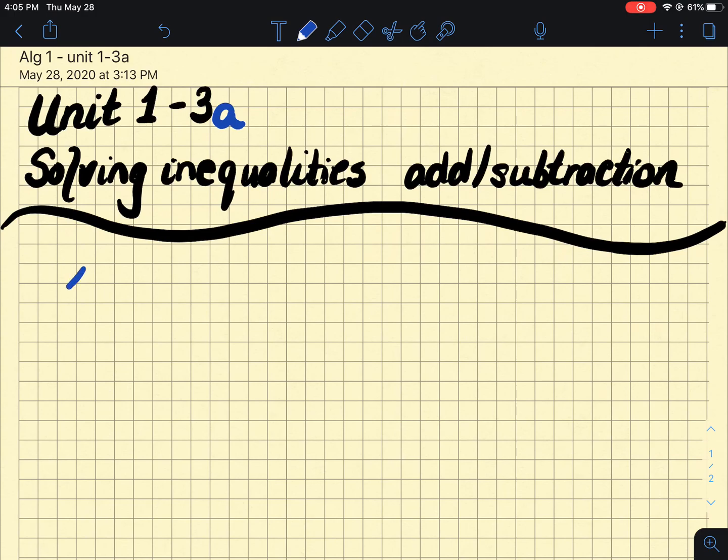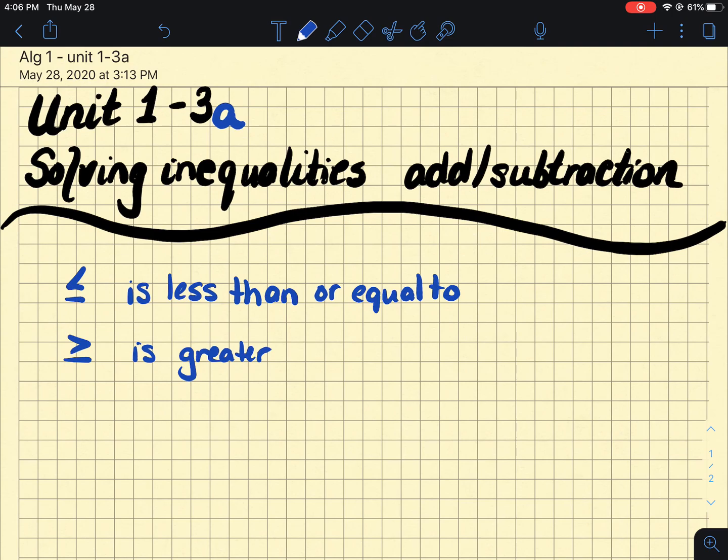The first one is less than or equal to, and remember that is important. Is less than or equal to. And then we have is greater than or equal to. Now when we're doing this in our algebra class, we're going to have to do a line graph. And when we do that, if we see that there is an equal to, then we have to do a closed circle.